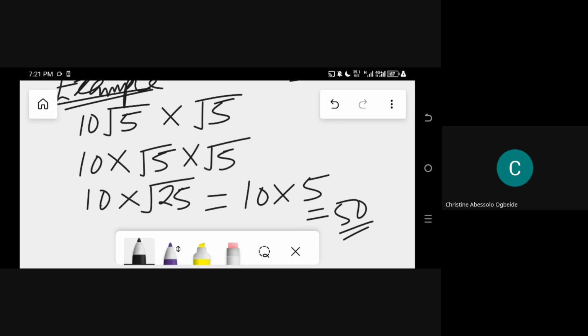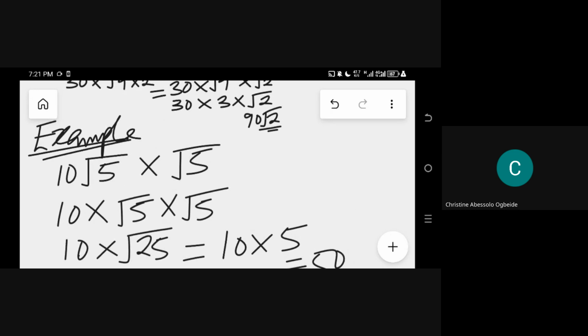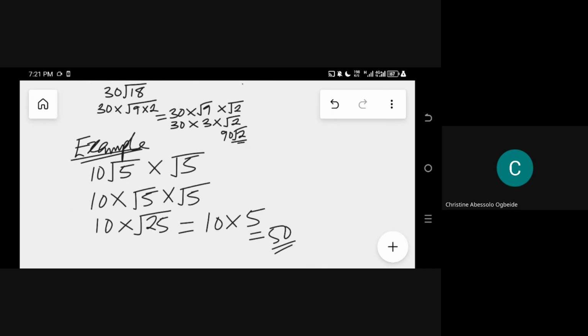So you can see that it is not all the time that when you multiply, if you just suppose between these two, now look at the answer we got at the top and this other answer. So it is not all the time when you multiply, you still have roots in your final answer. It all depends on the kind of question you're working on.